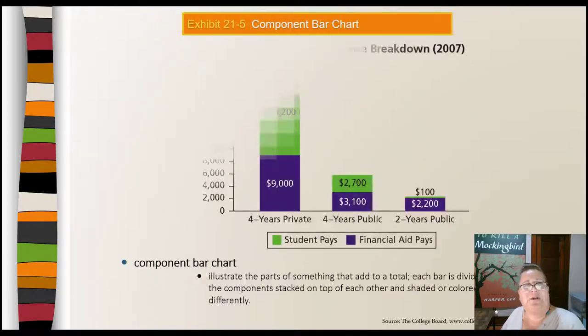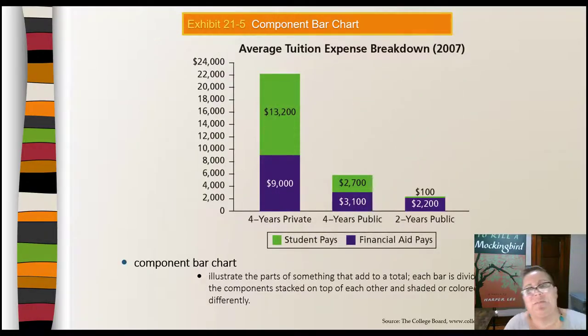All right. The third one is the component bar chart, and the component bar chart tends to deal with a total, and the bar itself shows the total, and then that bar is broken into two or more components. So in this one, you see that a four-year private school gives you the average tuition, and the average tuition of a four-year private school is the $9,000 plus the green of $13,200. What the components are: the bottom component in purple is showing you what the financial aid pays, right there. And the green component is showing you what the student would end up being responsible for.